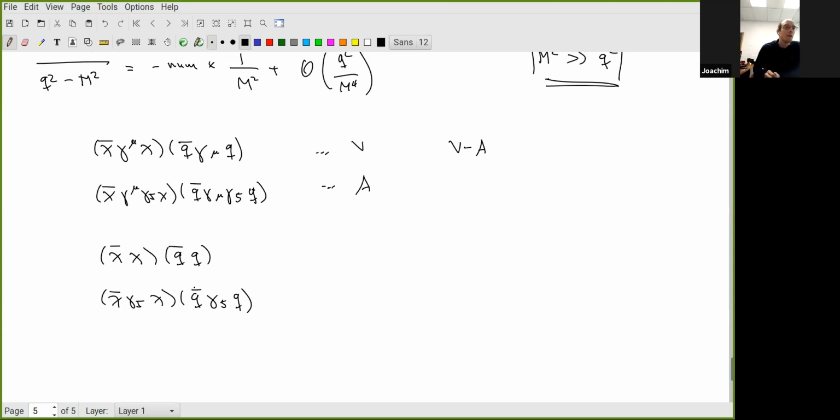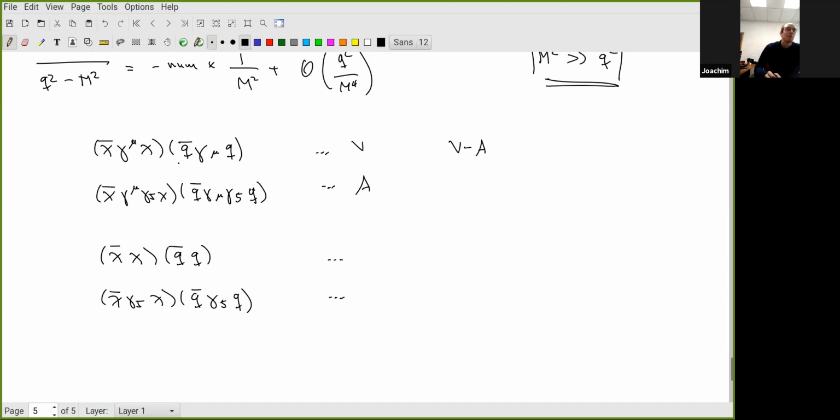You can also mix them. You can have something like chi bar chi, q bar gamma 5 q, or whatever. It just depends on your UV model. But there's just a certain number of possibilities that you can write down. And the idea is to write down all these possibilities and to give them names. The names we give them, we call them effective operators.